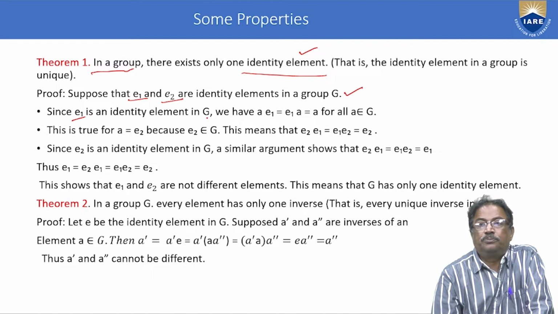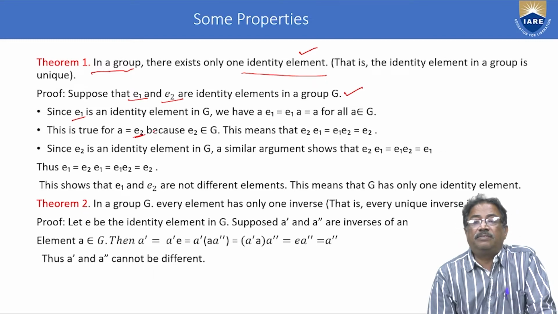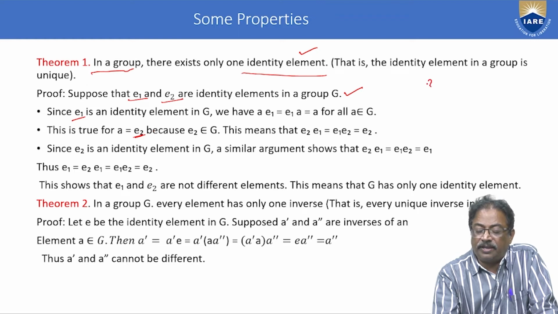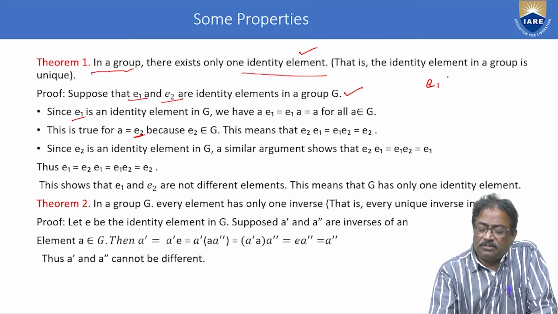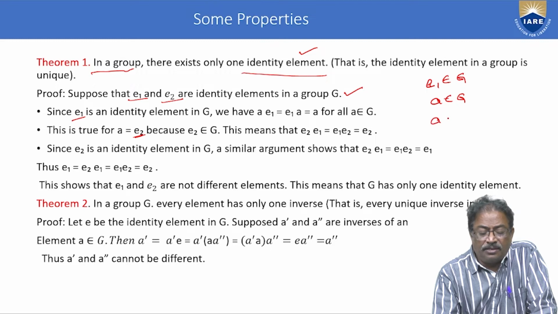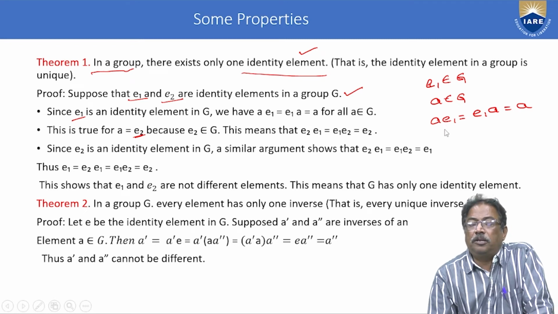First, let us consider E1 as an identity element. Now, of course, it is a member in Z. I am considering any one element, A belongs to Z. So now what I am going to take is A, and E1 A is equal to A, because E1 is the identity element.